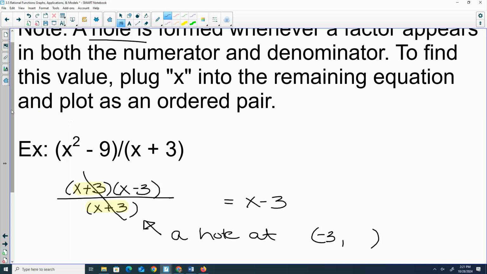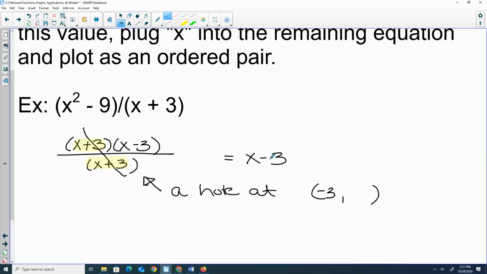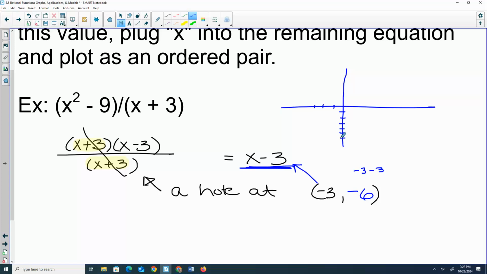To get the y, you plug that into the remaining. So my final equation is x minus 3. If I put a negative 3 in there, negative 3 minus 3 is? So negative 3, negative 6 is a hole on my graph. That means it is an open circle. Okay, the rest of it you would just graph like normal. X minus 3, that's just a line. Y-intercept negative 3, slope 1. But this is a point on that line.